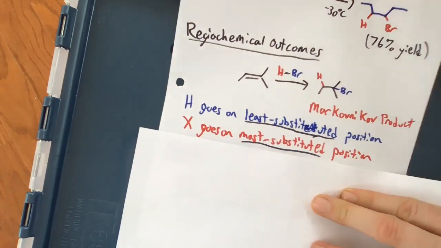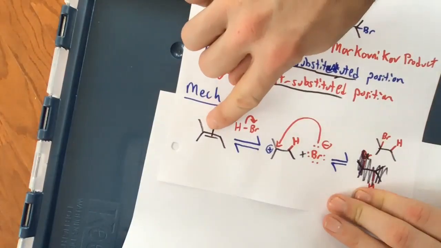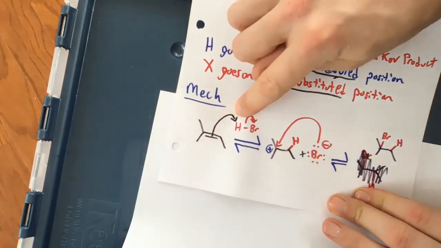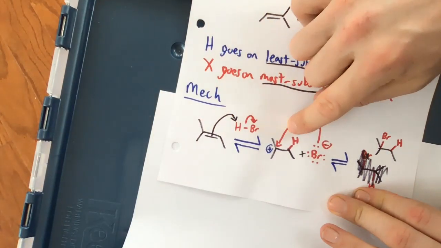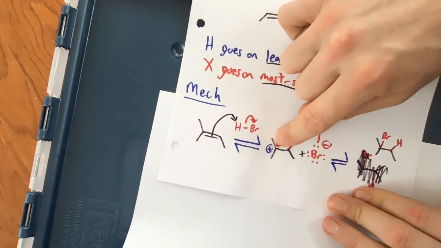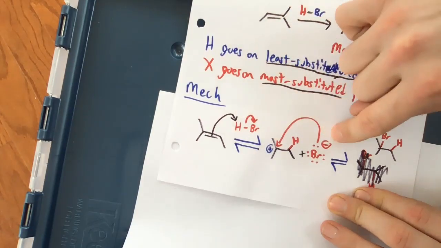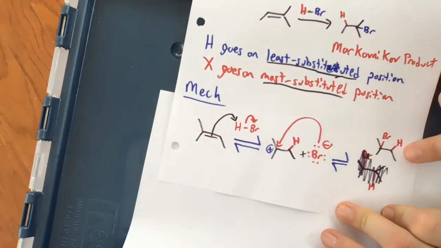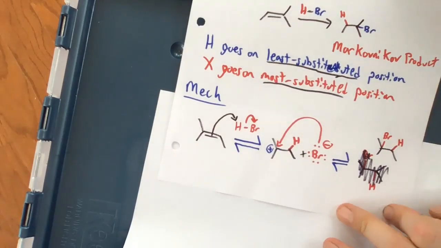And how this happens is shown here, where first you protonate the alkene with the acid, kicking off the bromide to give you a carbocation that is now able to be attacked by the bromide to give you the hydrohalogenation product.